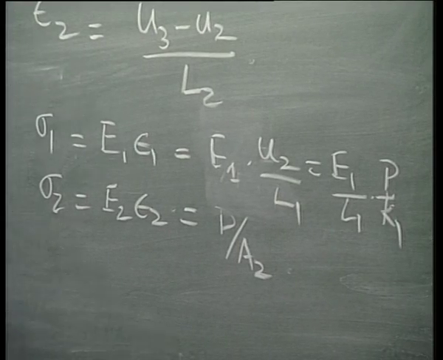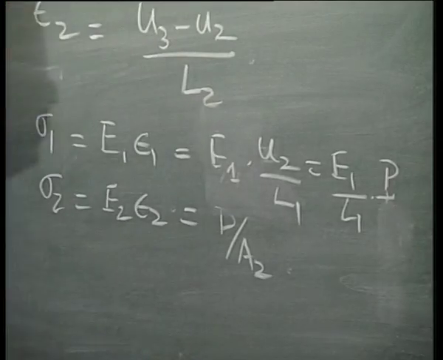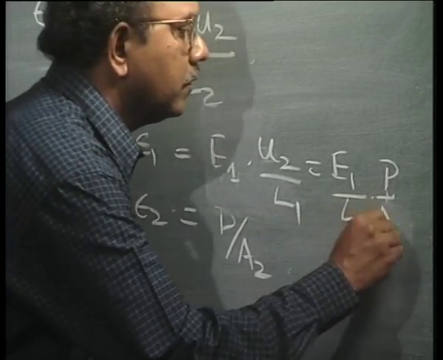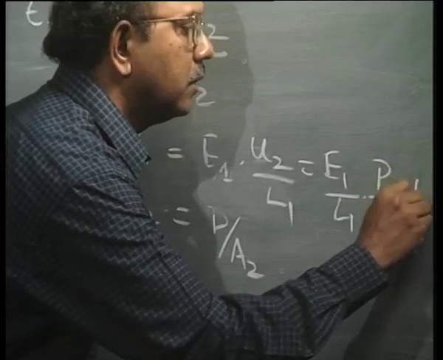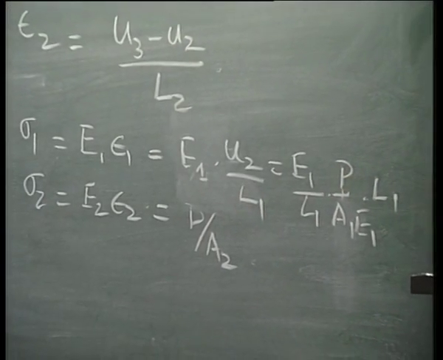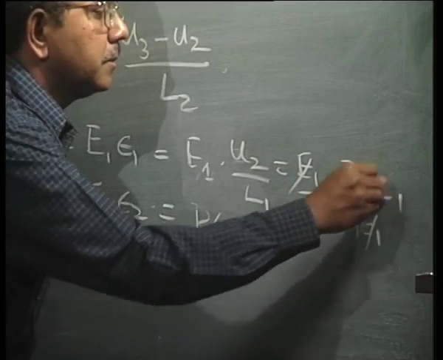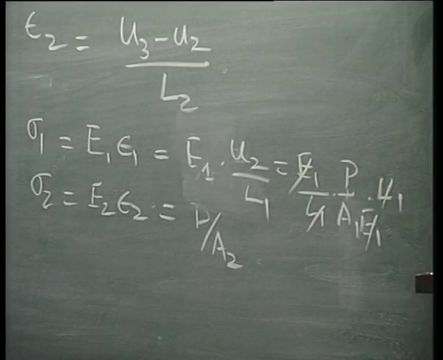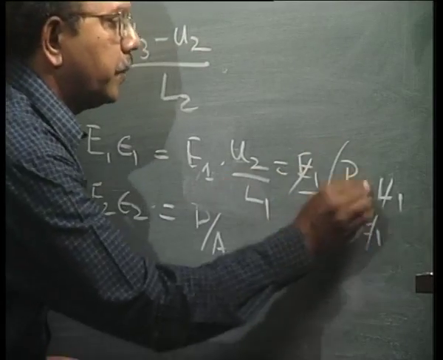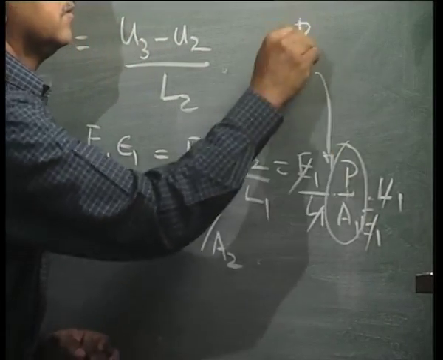K1 being A1 E1 by L1. So, substituting that A1 E1 into L1, striking them off, I get sigma 1 is equal to P by A1.